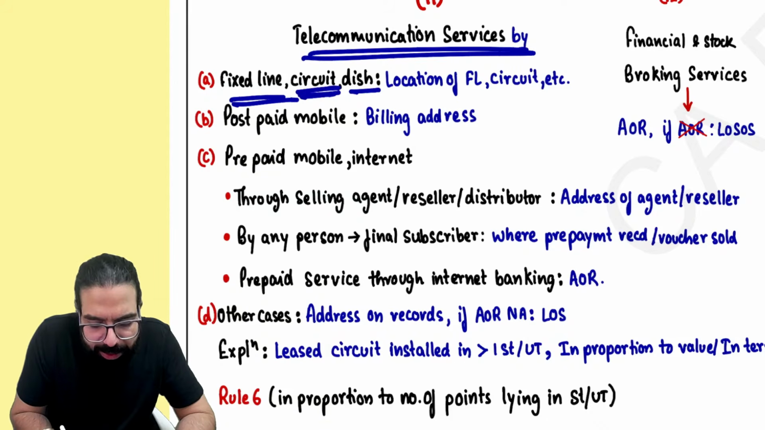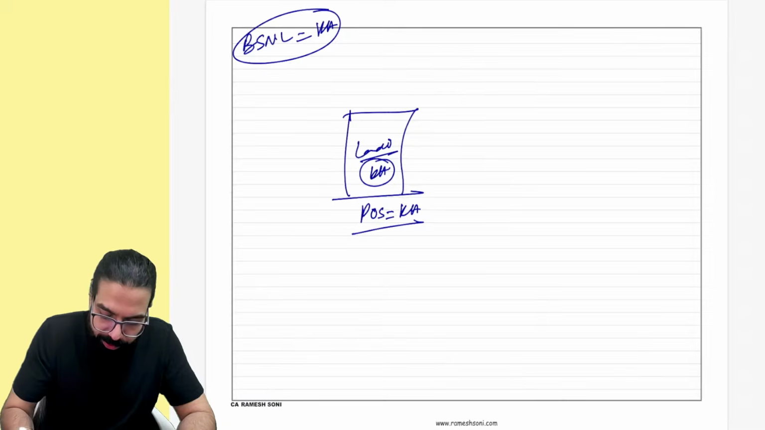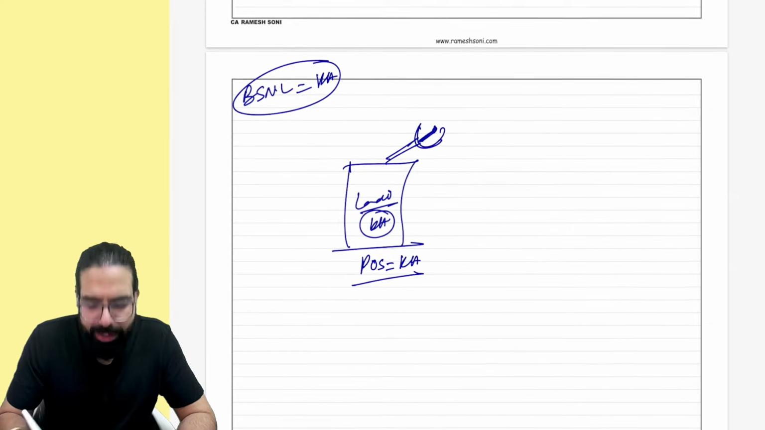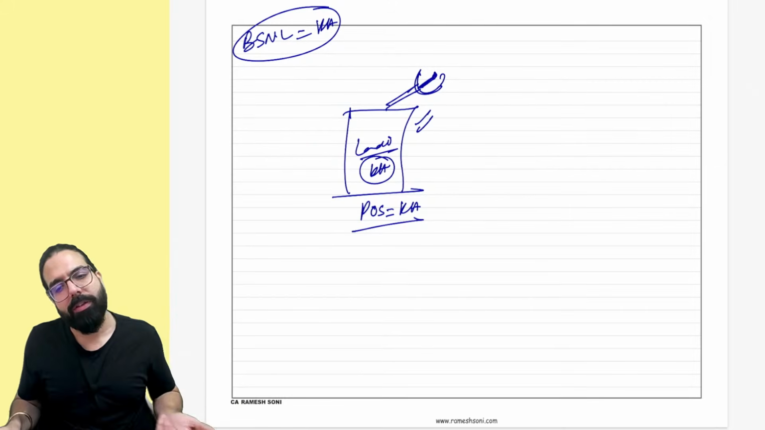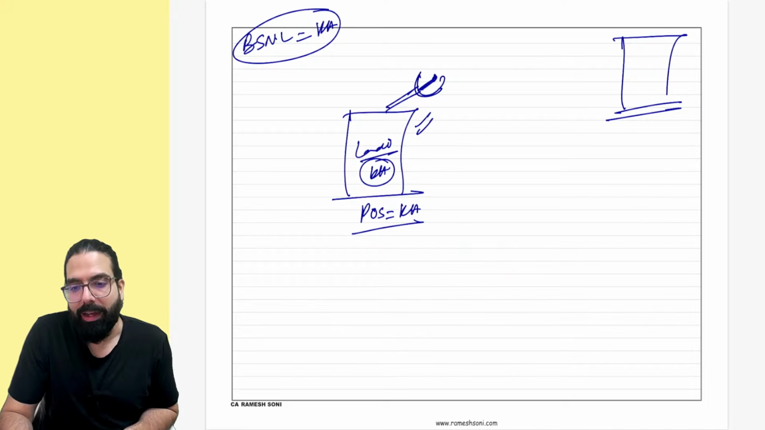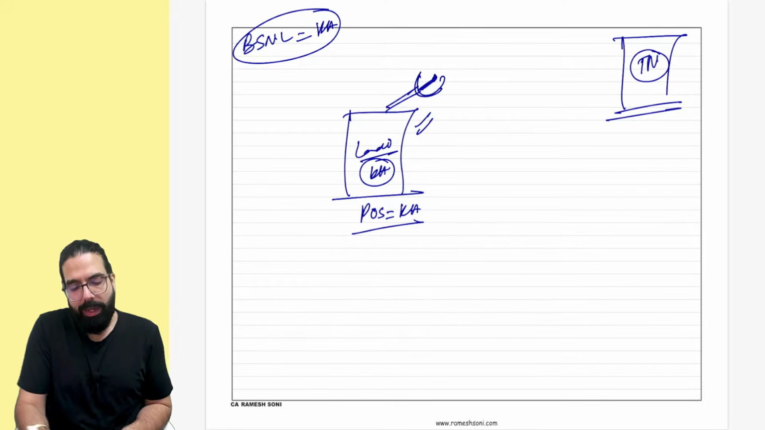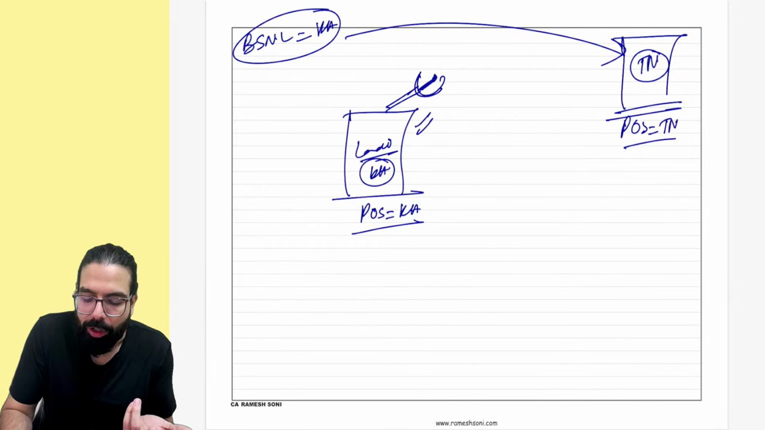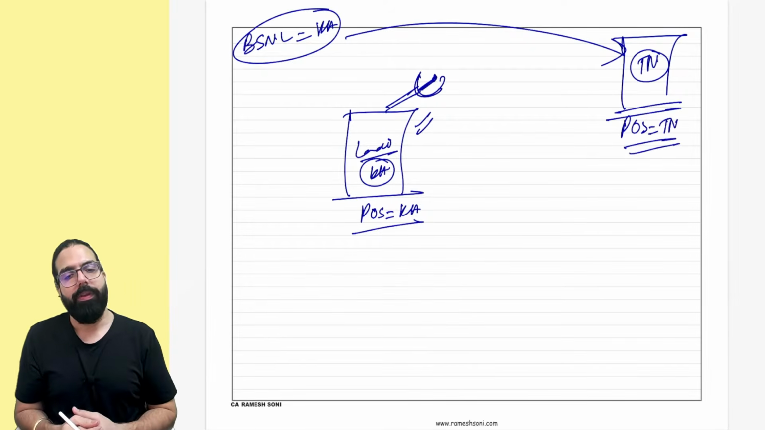Circuits are used for internet connections or dish. Earlier, internet connections used to be given through dish also. They installed the dish in Karnataka. The place of supply is Karnataka. For example, I told BSNL please install one fixed line in my office in Tamil Nadu. They gave me the fixed line connection in Tamil Nadu. What is the place of supply according to them? Tamil Nadu, where the connection has been given.